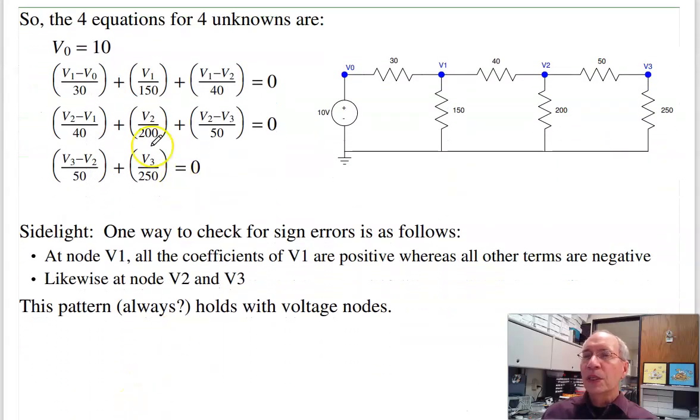To solve, 4 equations, 4 unknowns. As a sidelight, I mentioned checking for sign errors. All the b1s are positive, b2s are positive, b3s are positive. Looks good. Sign errors are really common. If your answers do not match with Circuit Lab, either your analysis is wrong or Circuit Lab is wrong. My bet is that Circuit Lab is right. So that's a quick way to check for sign errors. They do happen.